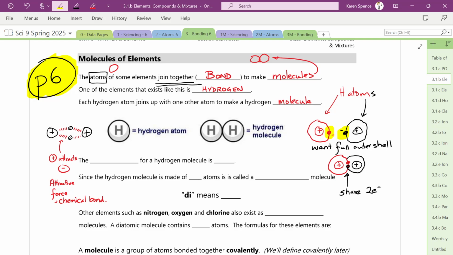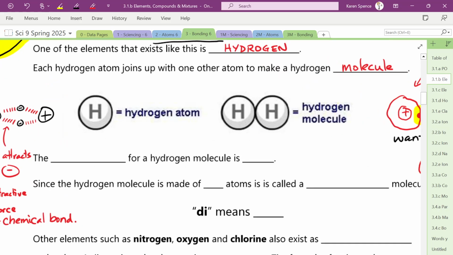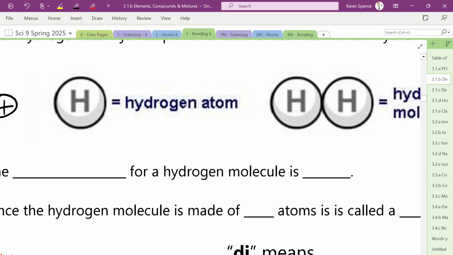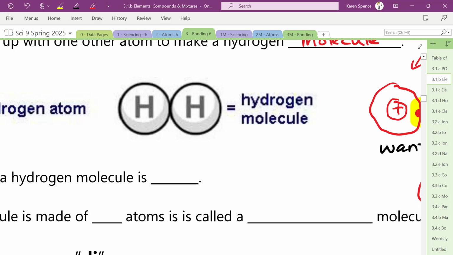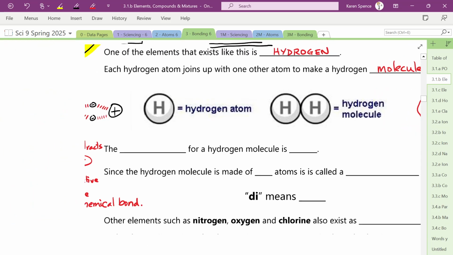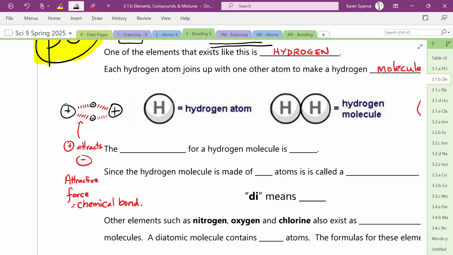Okay, so when last we left, we had some atoms that were bonded together to make molecules, and sometimes they are both the same element. We have a hydrogen atom, and another hydrogen atom gives us a hydrogen molecule. And we say that the formula for a hydrogen molecule is, we're going to have an H.